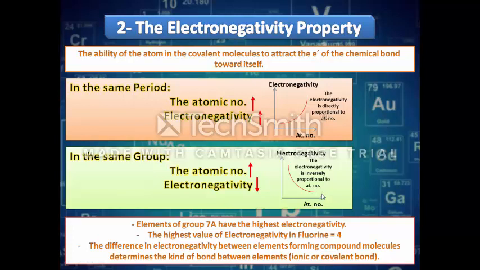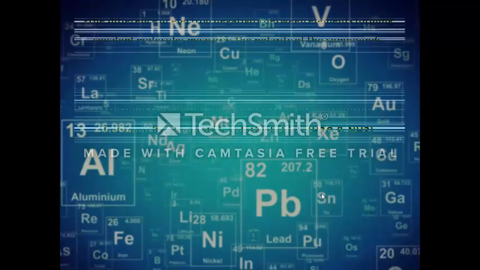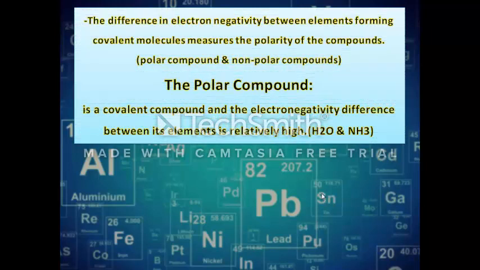The difference in electronegativity between elements forming compound molecules determines the kind of bond between elements, ionic or covalent bond. The difference in electronegativity between elements forming covalent molecules measures the polarity of the compounds, polar or nonpolar. A polar compound is a covalent compound in which the electronegativity difference between its elements is relatively high, like H2O and NH3.